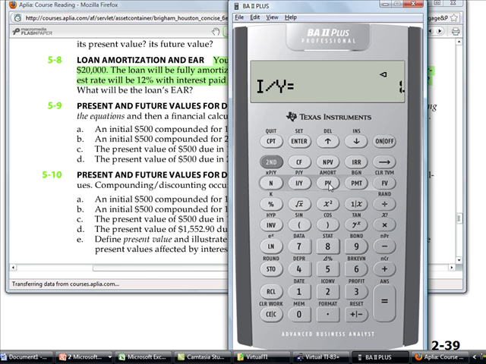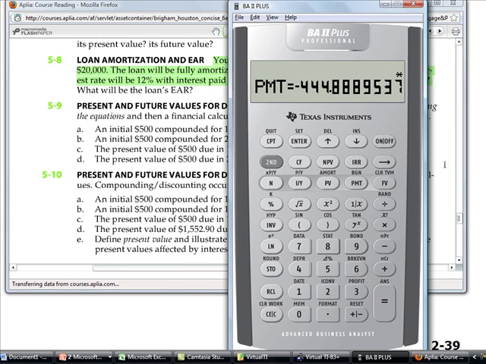Okay. Next, we put in the present value as the amount that you borrow, $20,000. And we leave future value alone at 0. Then we compute the payment. The answer is $444.89. Okay? So that's how you would compute the monthly payment on an amortized loan.